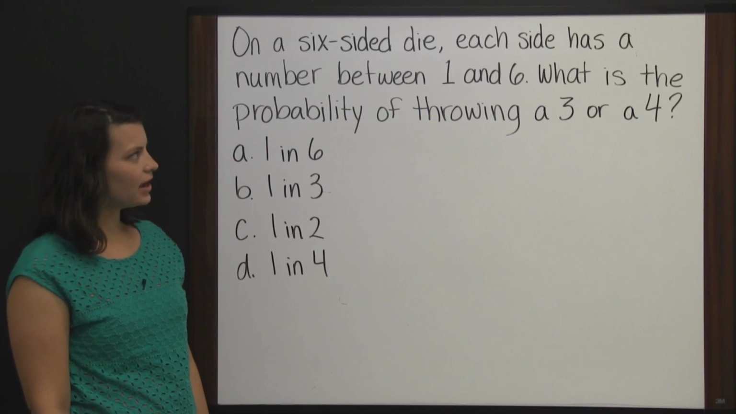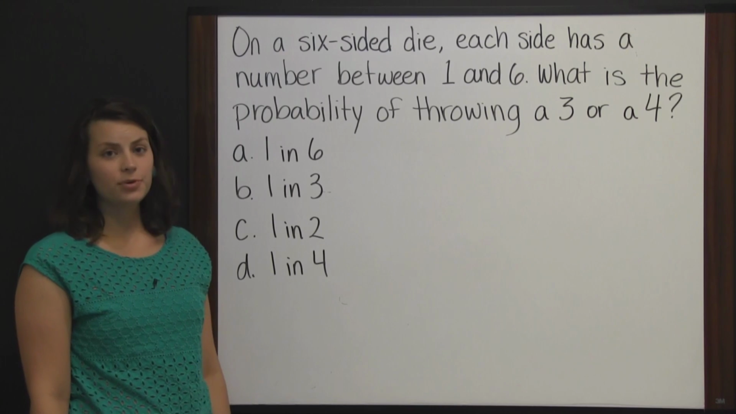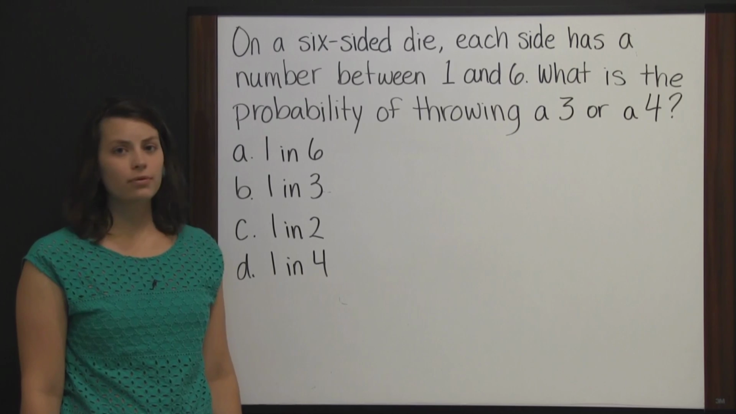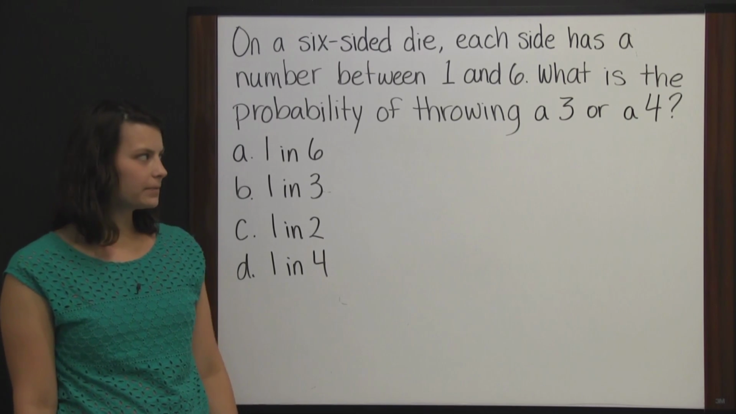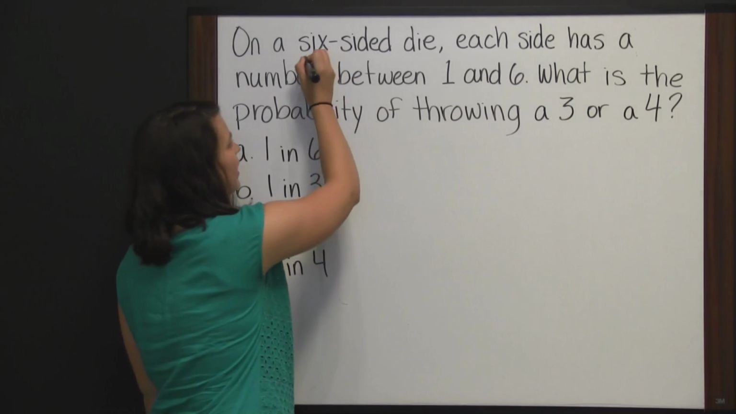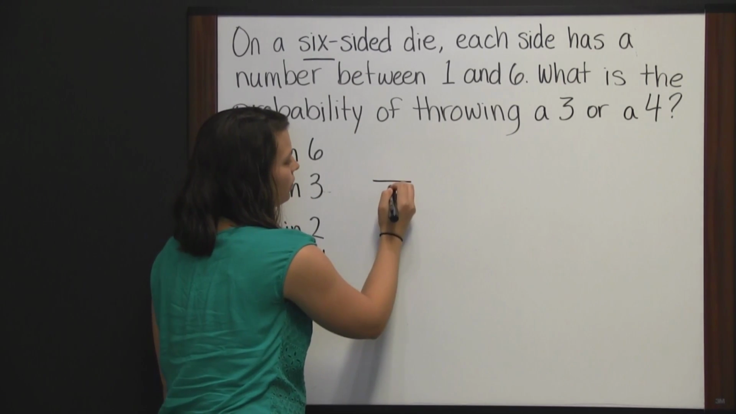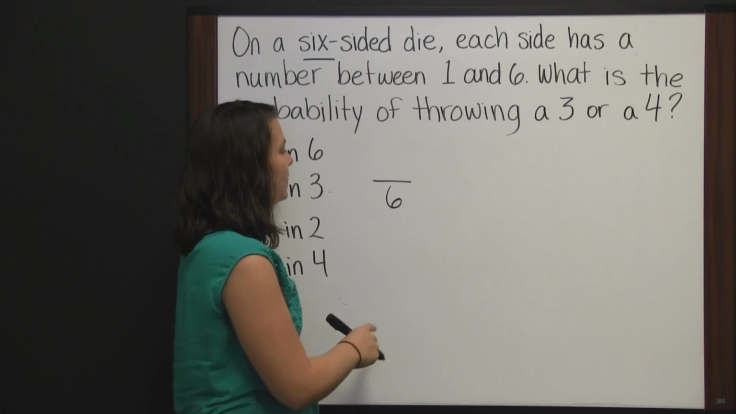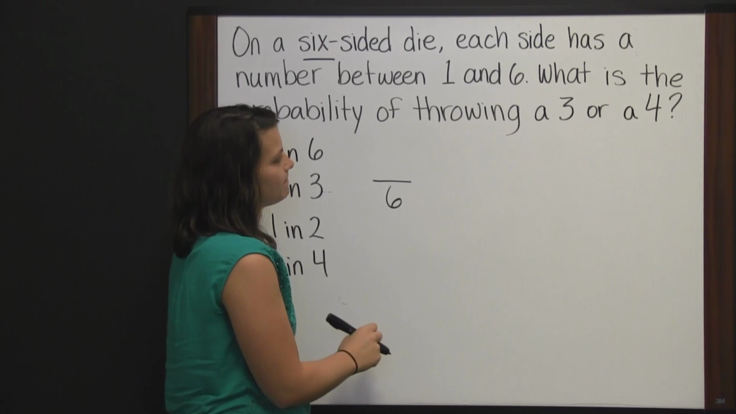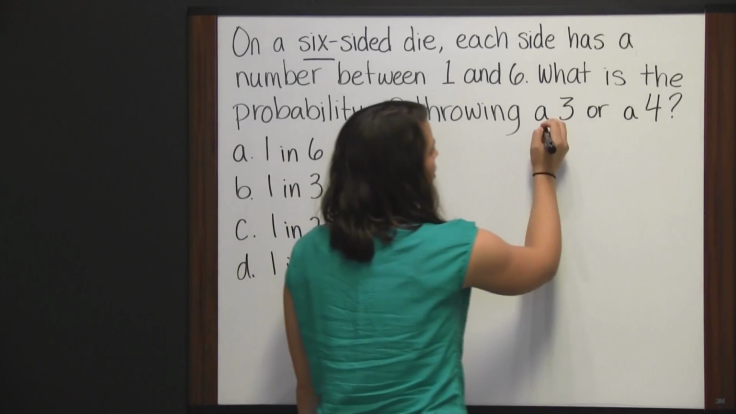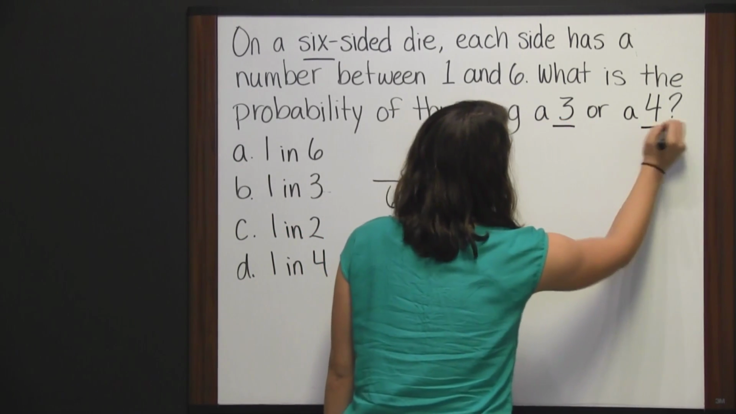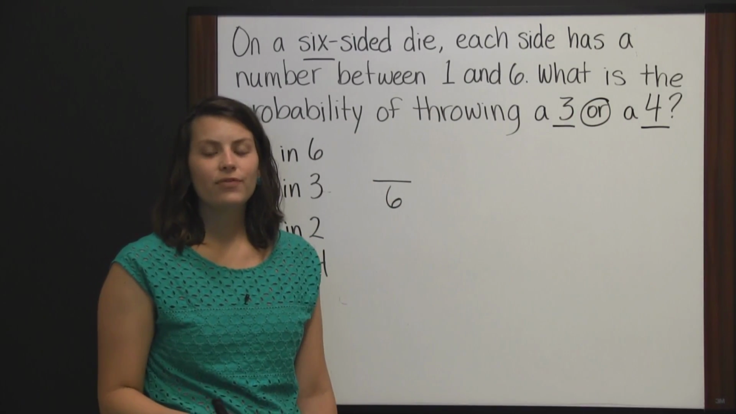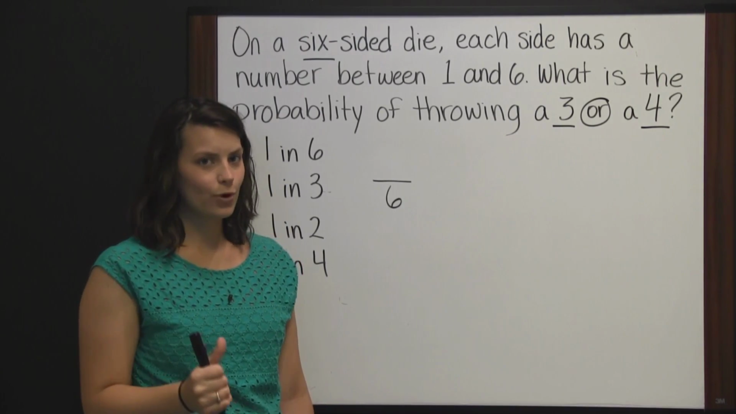On a 6-sided die, each side has a number between 1 and 6. What is the probability of throwing a 3 or a 4? This die has 6 sides. That means our total is 6, which is the denominator of our fraction for finding our probability. We want to know the probability of throwing a 3 or, and that is a key word, 3 or a 4.